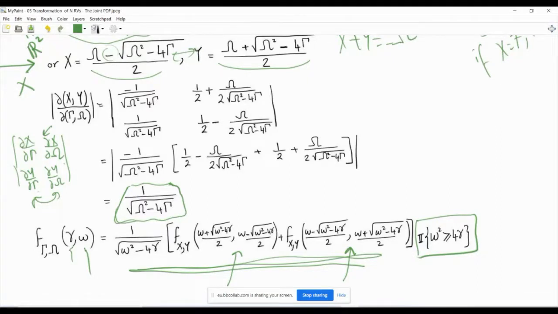Okay, basically, here it's like I took z1 to be gamma and z2 to be omega. Can we reverse them? Can we reverse things when we compute the Jacobian? Don't worry, the final result will be the same. Okay.